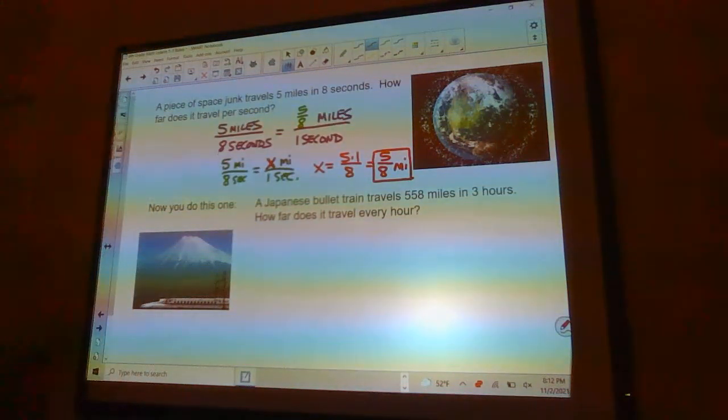So a Japanese bullet train, here's my Japanese bullet train here in front of, what's that mountain that they always climb there? I forget the name right now.